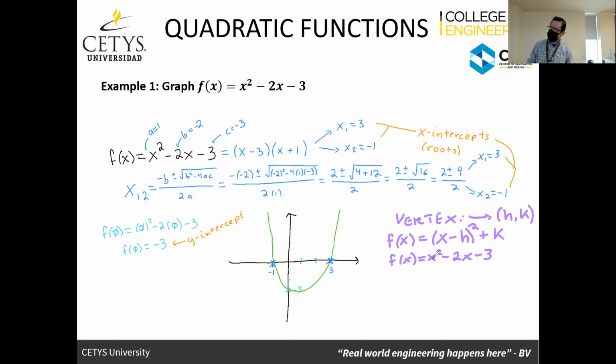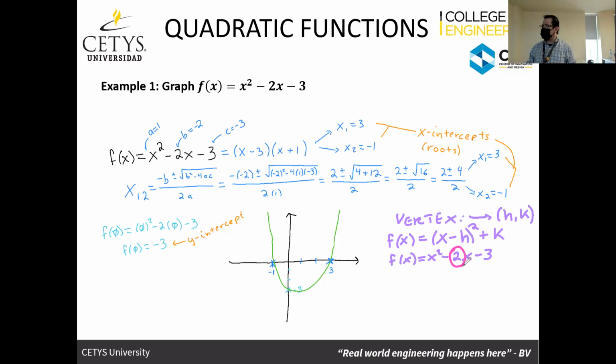A, which is the value that's multiplying the x squared, has to be 1 somehow, which is the case right now. So there's not a problem there. Step 2, we're going to grab the number that's multiplying the x.